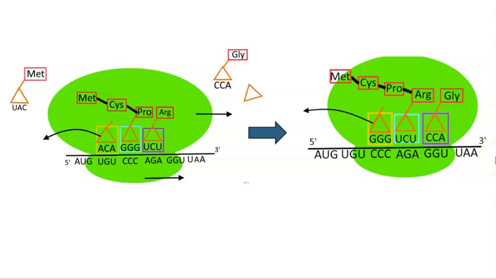And now we have methionine, cysteine, proline, and the next amino acid is going to be arginine again. Notice that the tRNA molecule here, the energy has been removed to form this peptide bond, and that's then ejected, so that can now go off and find more of its amino acid.